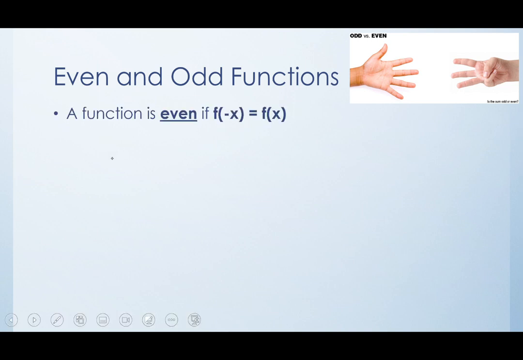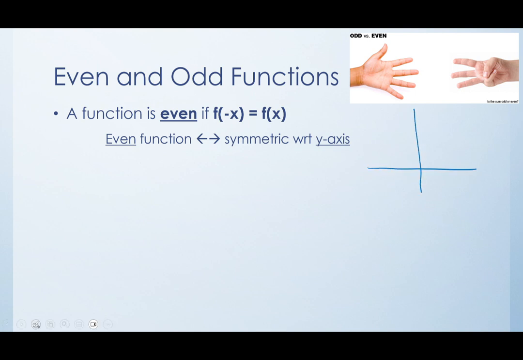So we're going to say a function is even if I get the same output out if I plug in the negative input as the regular input. So in other words, if f of -3 is equal to f of 3, okay? This has the consequence, or it's the same as saying, that my function is symmetric with respect to the y-axis.